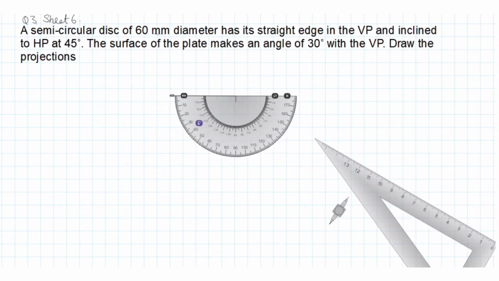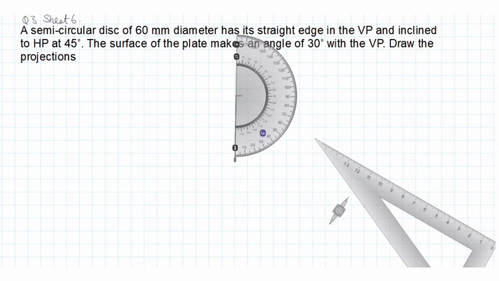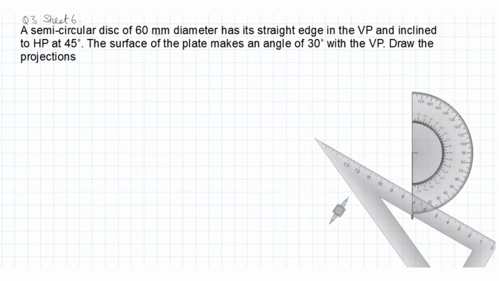So this we can consider to be the semicircular disc of 60 mm diameter. According to the question, this will be the position of the disc when there are no inclinations, so this will be the front view of the object. Let us start the solution. Let this be the xy line, and this is, for example, the diameter of the disc, which is 60 mm.